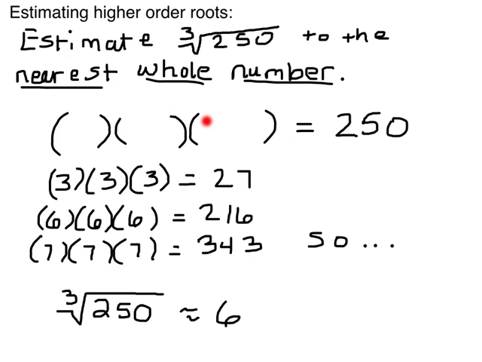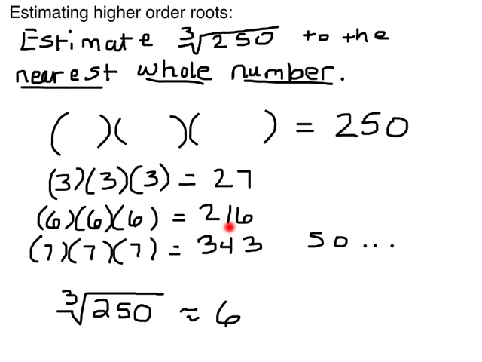Alright, so let's try. Remember, cut and try. We're going to try 3 and see what 3 is. Well, 3 cubed is 27. So that's way too low. So let's try 6. 6 times 6 is 36. 36 times 6 is 216.